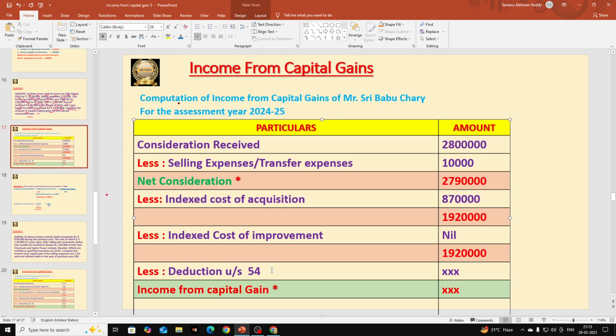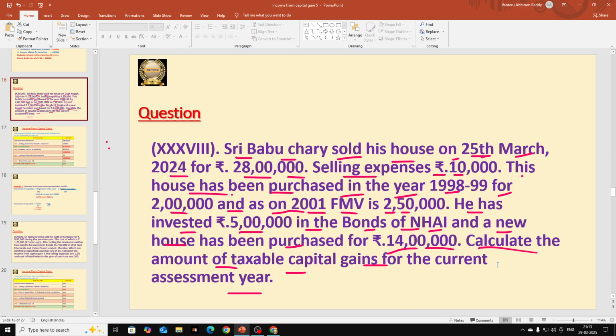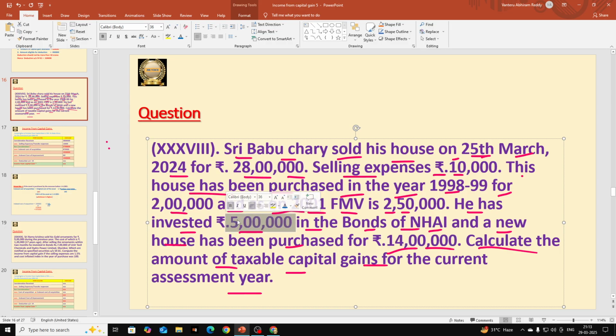Deductions under section 54. So in this problem, two amounts are eligible for deduction. One is that he is purchasing a new house for 14 lakhs. That is eligible for deduction. And he is investing how much amount? 5 lakh rupees in NHAI bonds. Those are also eligible for deduction. Okay, so two are eligible, but we can't give the deduction directly like this. We have to follow some rules and regulations.